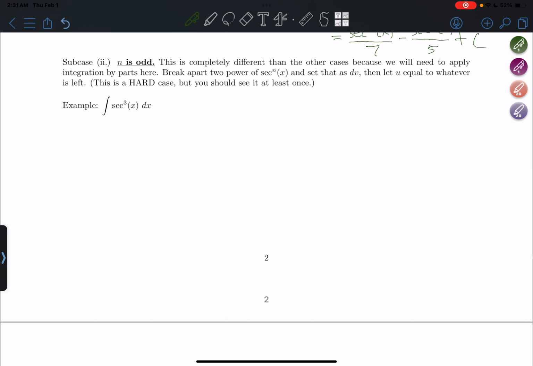In fact, the majority of the time, this one will come out to be that weird version of integration by parts that I have in a separate video. So if you watch this one first, you might have to see the other one for more explanation, but I'm going to try to write it as best as I can. Here we go. The key to do this is to take two powers of secant and set that as your dv, and whatever you have left, set that as u. So if you rewrite this real quick, you get the integral of secant x times secant squared x dx.